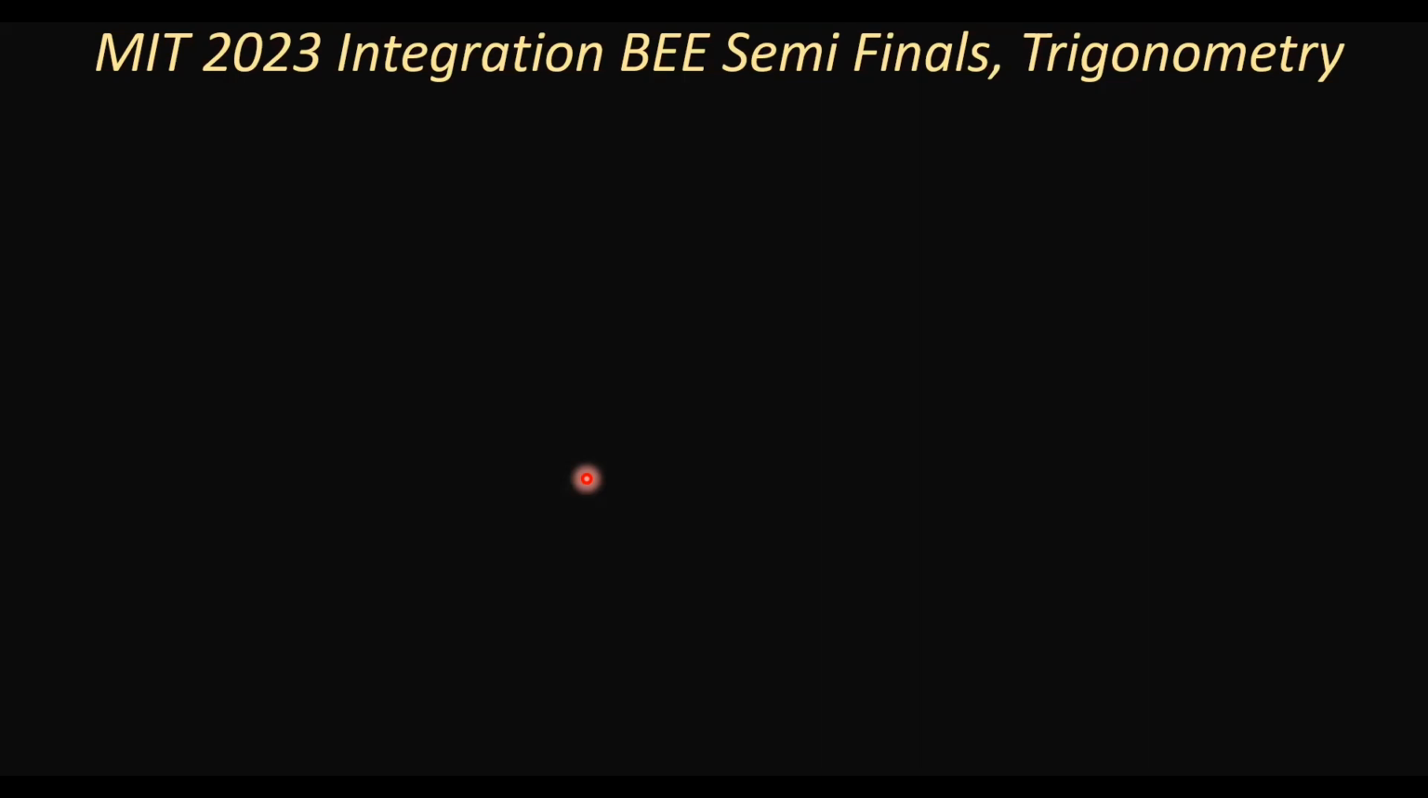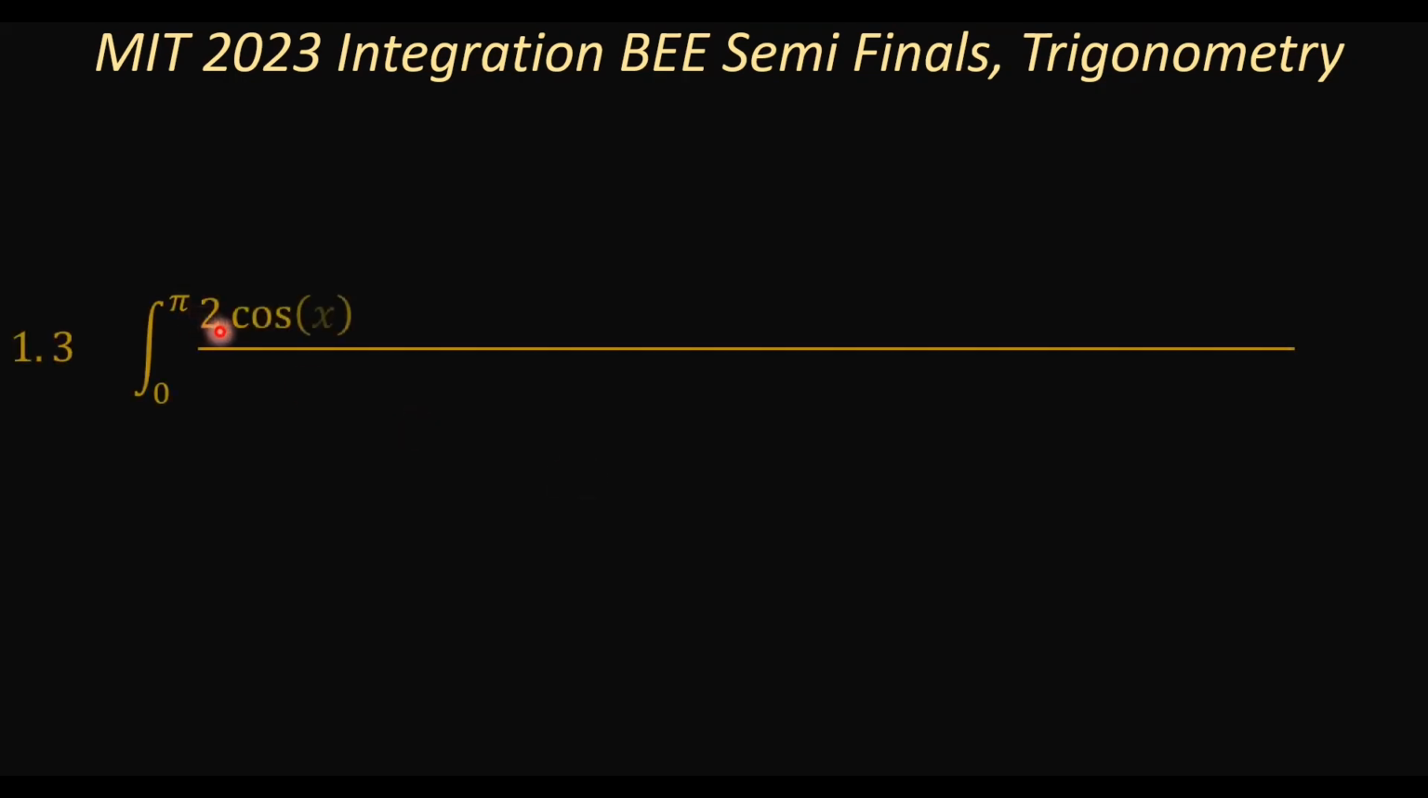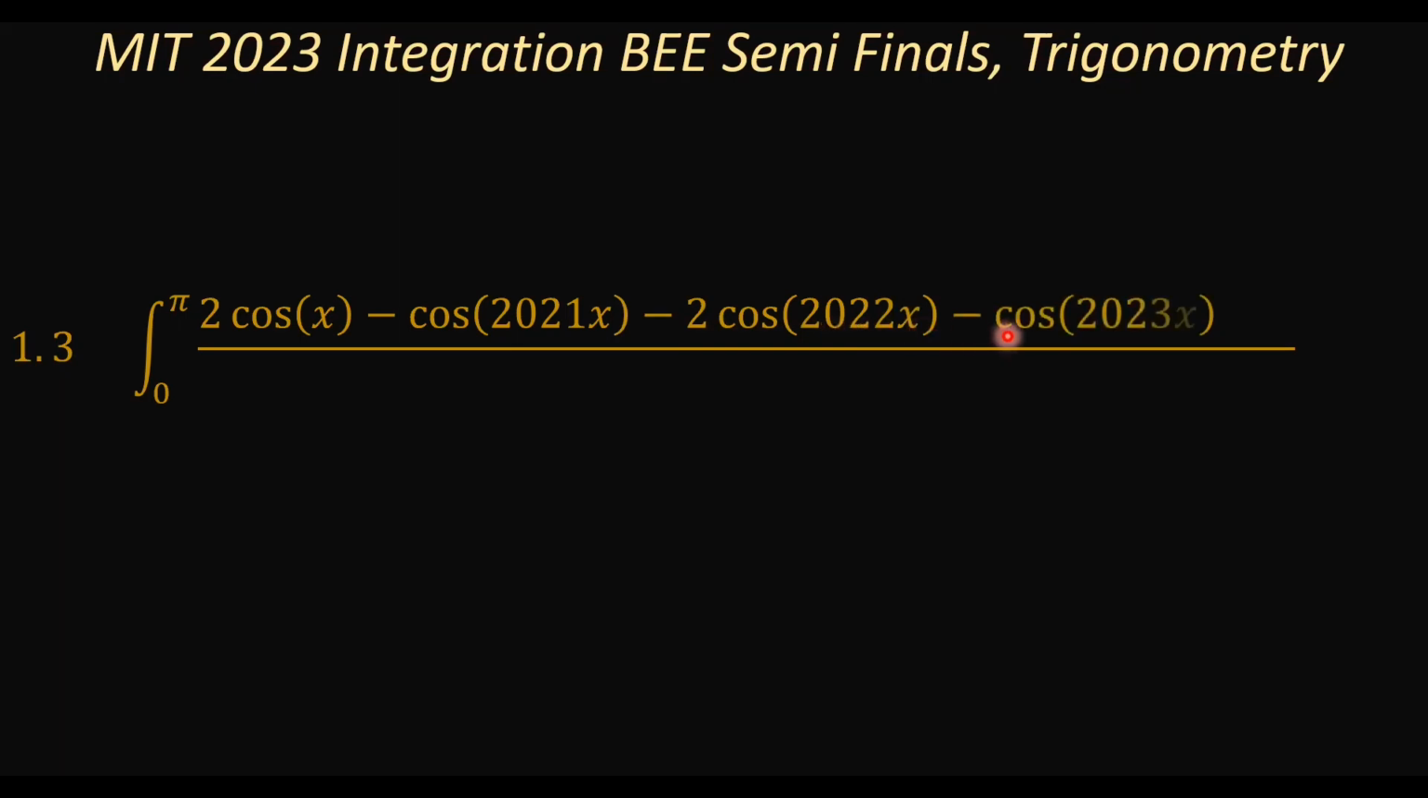Today we continue with the same topic of trigonometry, and we move to the semifinals of the MIT 2023 Integration Bee. We'll look at the first semifinal, problem number 3, which is the integral of 2 cosine x minus cosine 2021x minus 2 cosine 2023x minus cosine 2023x plus 2, over 1 minus cosine 2x, integrating from 0 to pi.